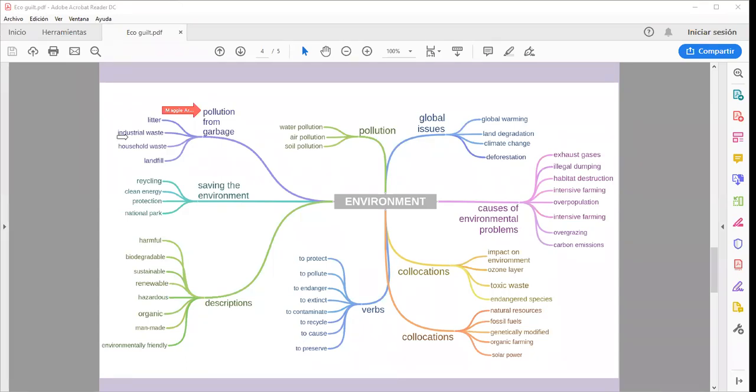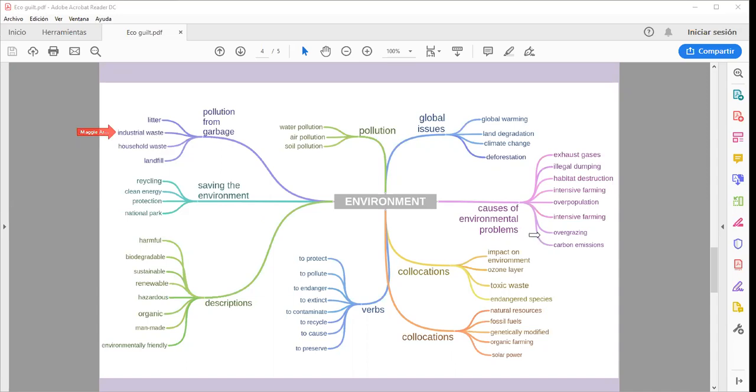Okay, so what about industrial waste? What is industrial waste? Residuos, desperdicios industriales. Aha, excellent. That's it. So, what are some examples of industrial waste? Lead, gases and smoke. Smoke, excellent.